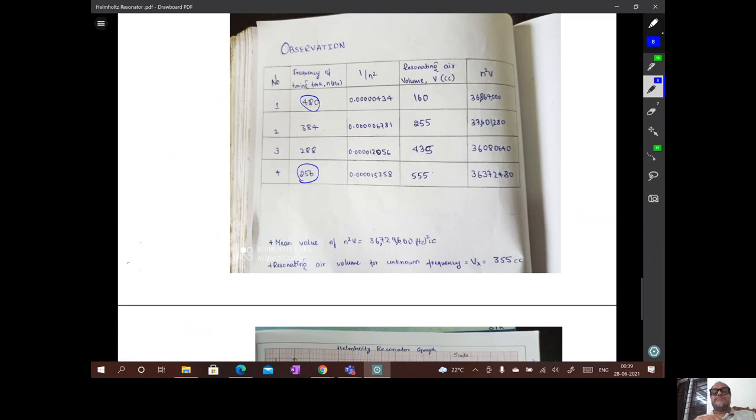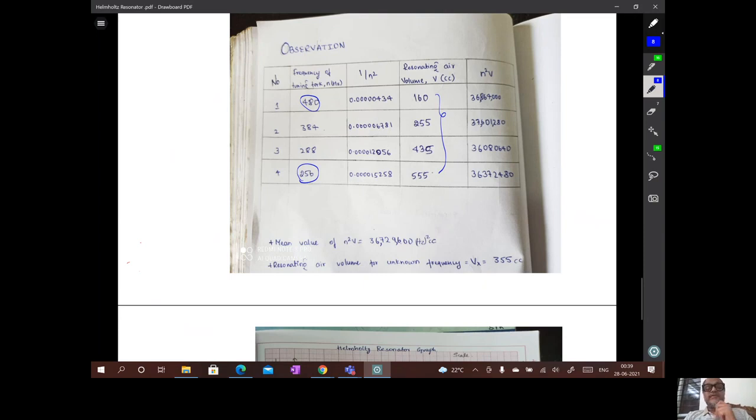Now what is the fourth column? It's the resonating air volume. This you have to actually perform the experiment and obtain. So these four values only are what you are going to do in the lab. Now, I have demonstrated one. Next time, first this is the theory video, next is the actual experimental one. When you see it, I have got the resonating air volume as 155, which corresponds to 480.